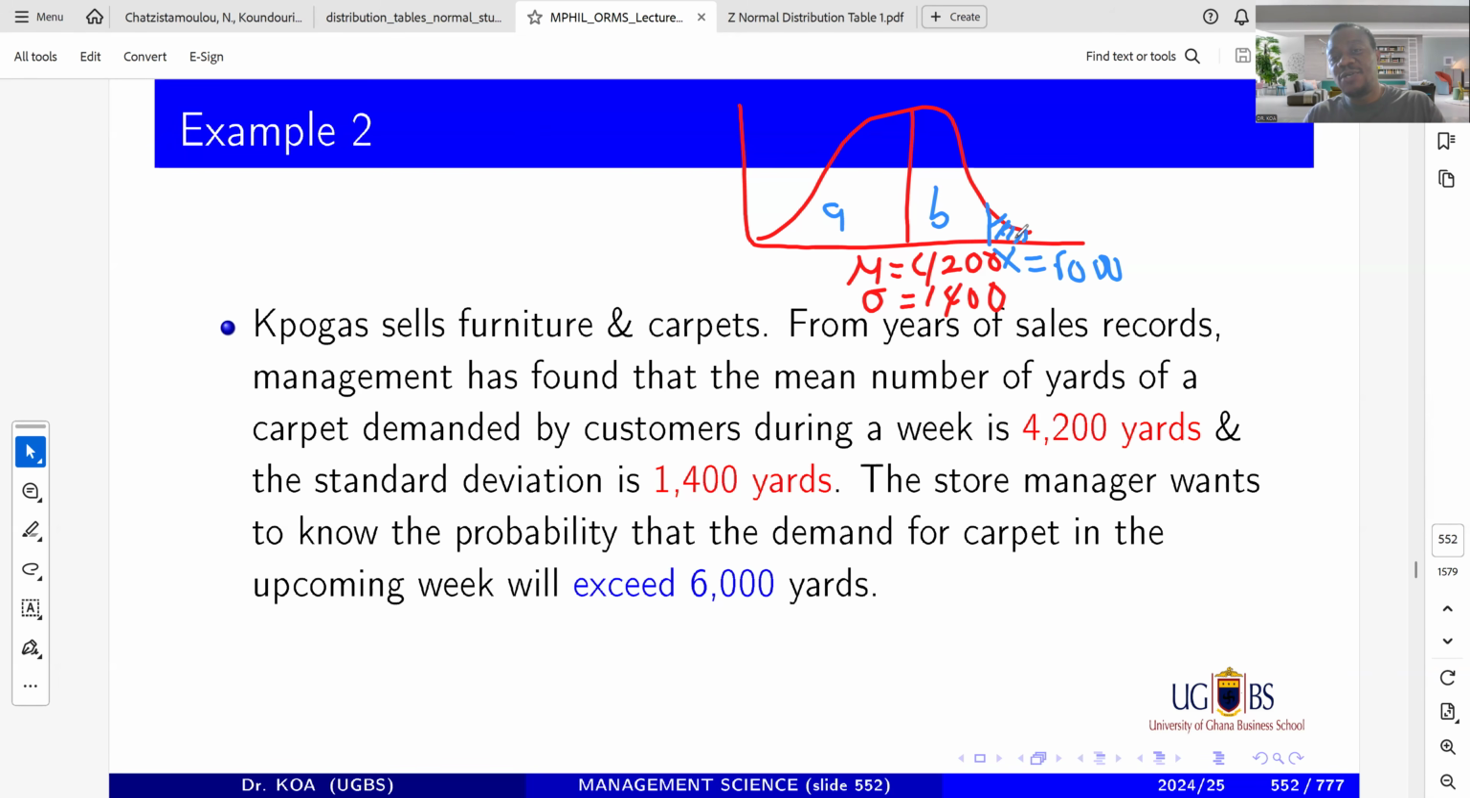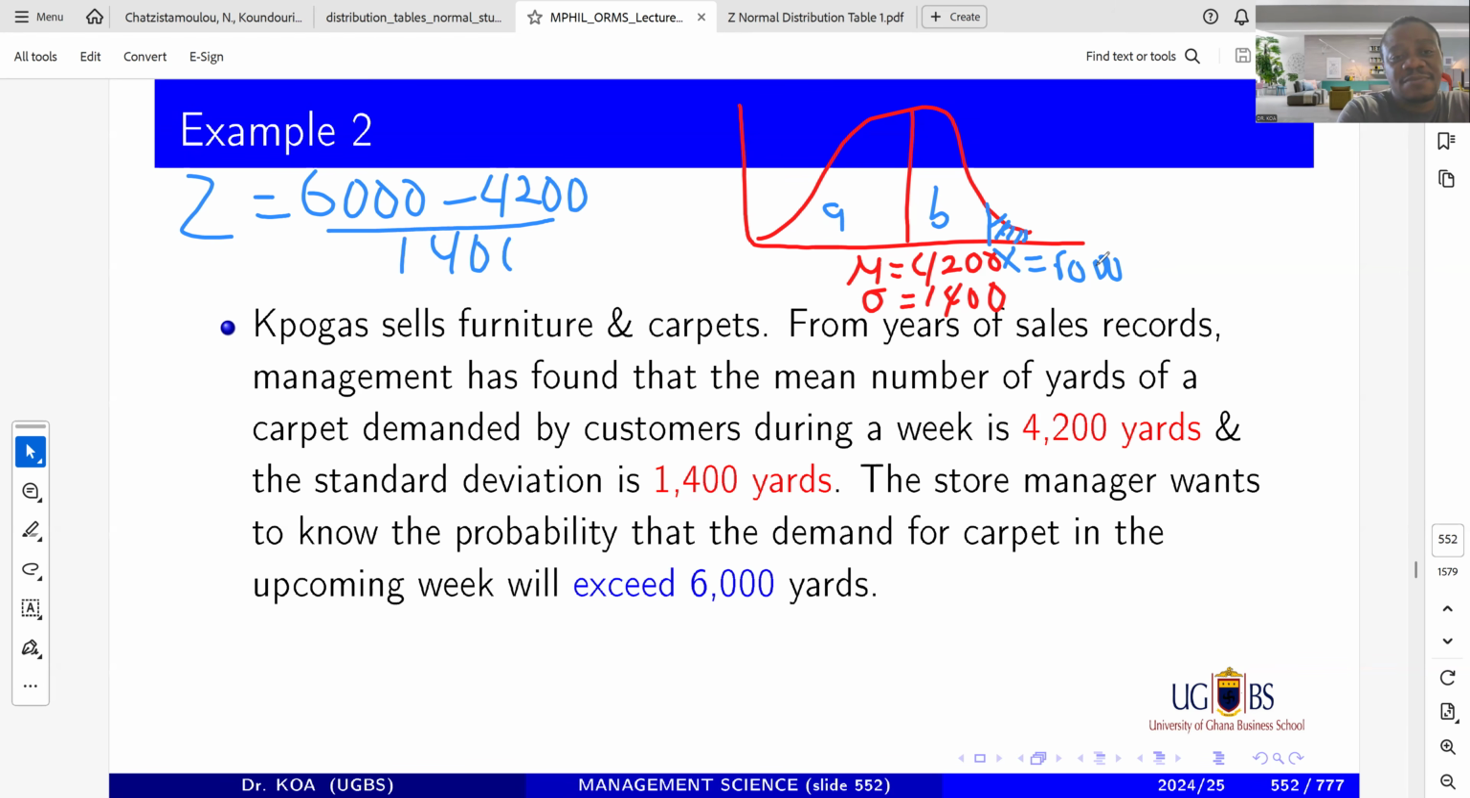Okay, good. How do you get the area? First, you need to know that this is X, so we need to convert it to Z. So you come here, write your Z formula. Z is always X minus mu, divided by the standard deviation. X is 6,000, so you write 6,000 minus the mu, which is 4,200, divided by the standard deviation, 1,400. What is your answer? Who has found it? Correct to 2 decimal places. Don't forget that. Always correct to 2 decimal places. Who has got that?